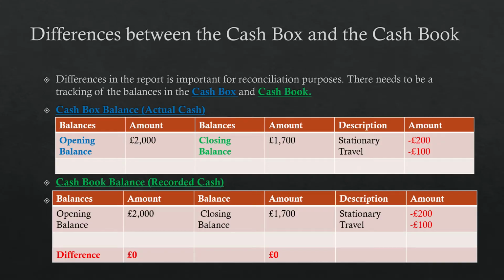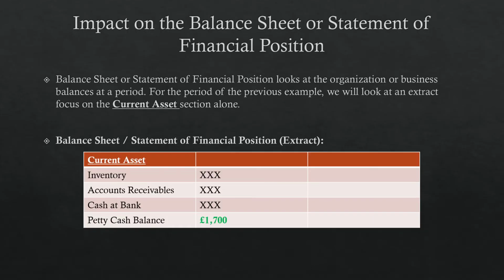But there are instances where we'd have the opening being different or the closing being different. And that's where we would need to do an audit to check to make sure why this is the case. Then we can represent this information in the statement of financial position. And in the statement of financial position, the category here is current asset. And we put it at the bottom of the current assets, which would give us a petty cash balance here in this example of 1,700.